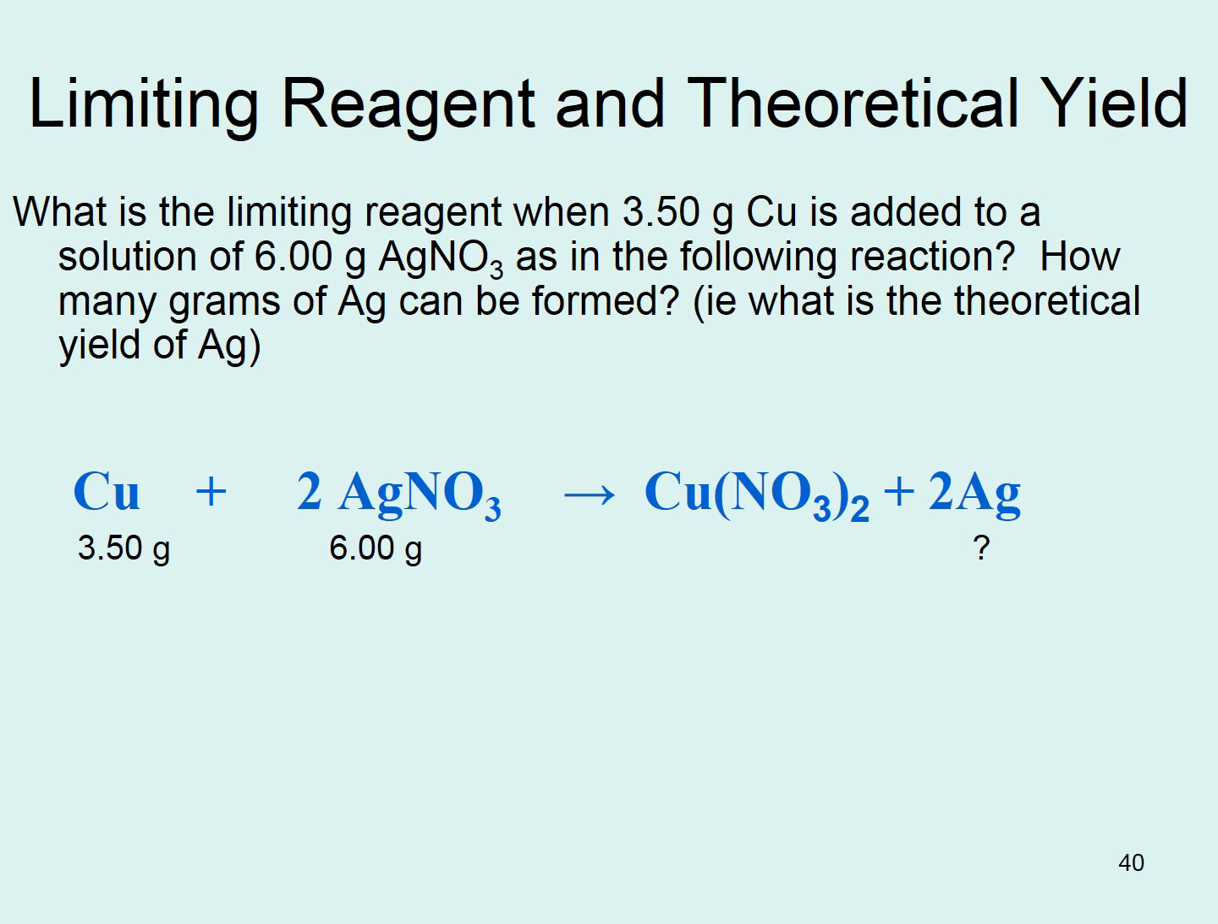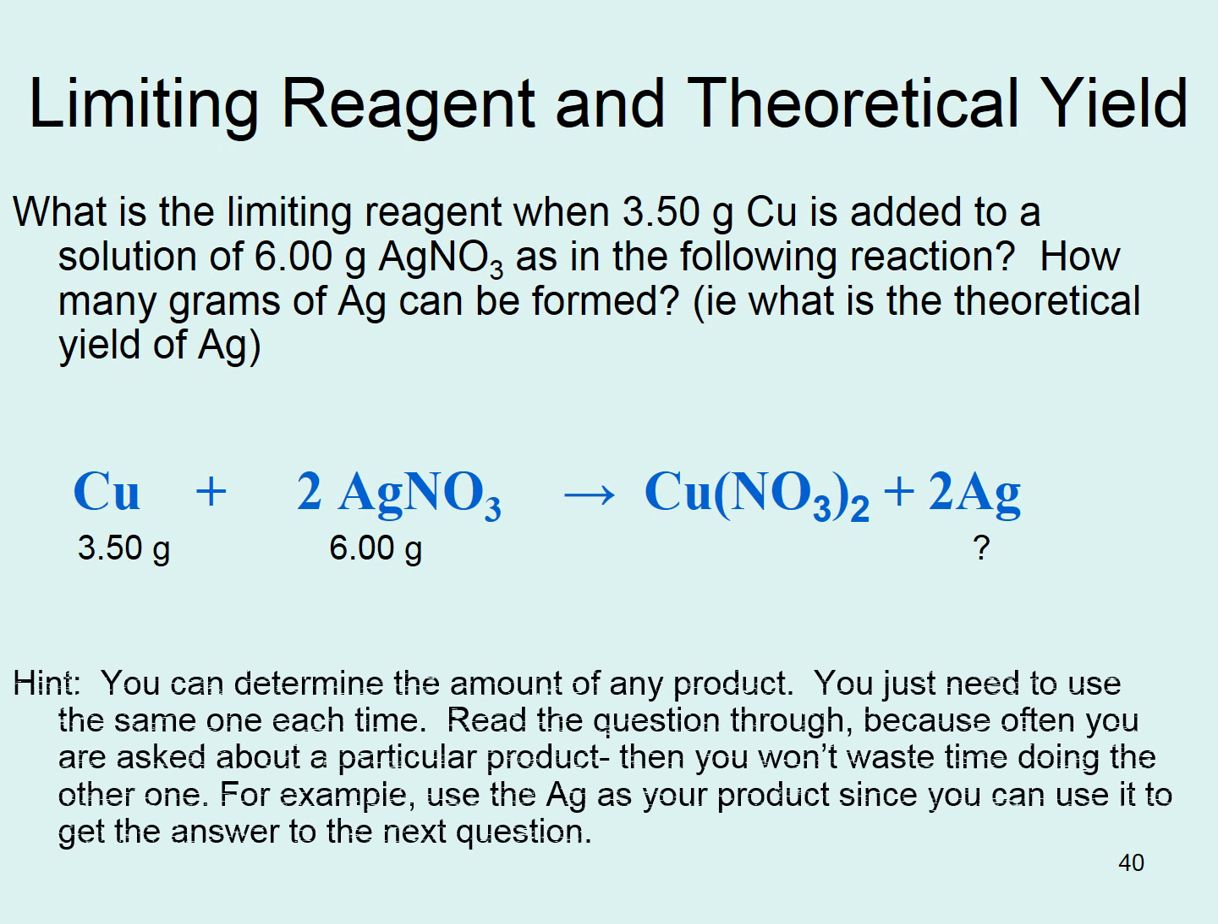You take the copper by itself and you figure out how much silver you can make from the 3.5 grams of copper. Then, in a separate calculation, take the 6 grams of silver nitrate and figure out how much silver you can make. Those will be the theoretical yields, assuming the other one is not present, but then when you put them together, the smaller one will give you your theoretical yield.